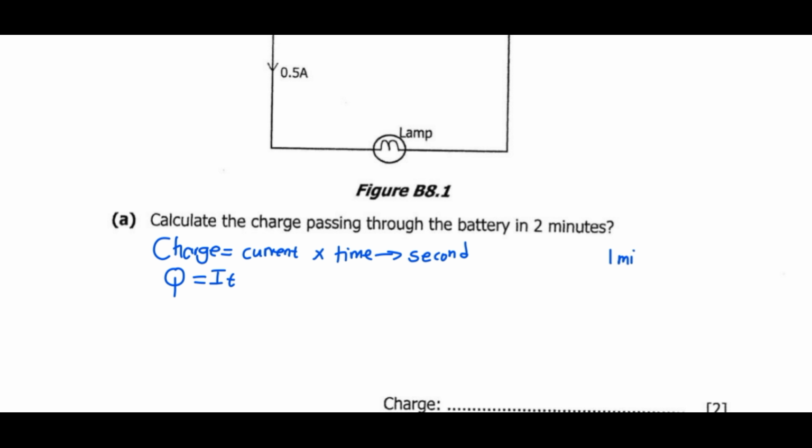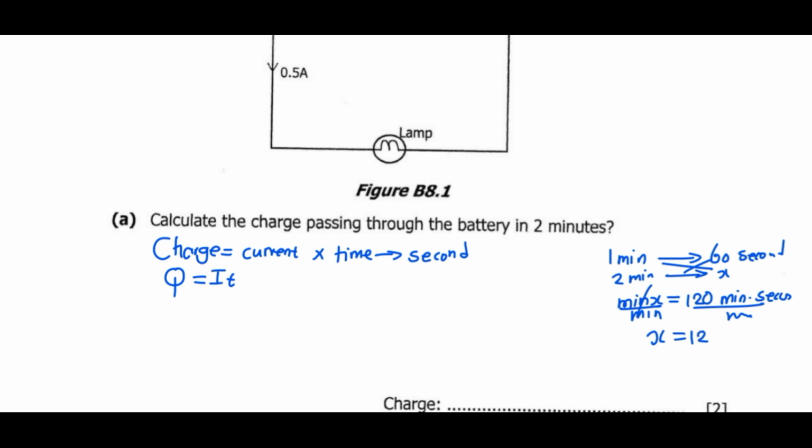So we know that 1 minute is equivalent to 60 seconds. We have 2 minutes. Whenever you have time in minutes and want to convert to seconds, you just multiply by 60. So 2 times 60 is 120. We have minute times seconds, so if we divide by minute, the minute will cancel. So our time in seconds is 120 seconds. So that's what we are going to use.